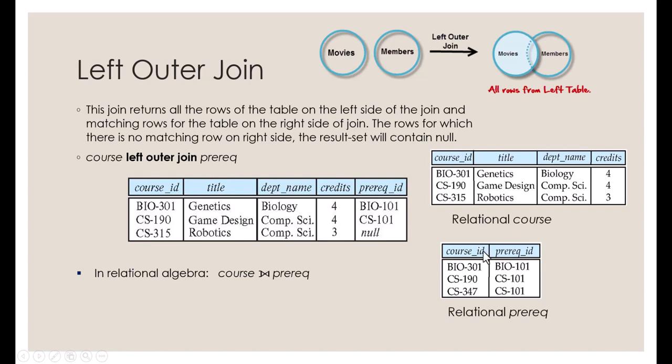So Bio 301, you can see that, and the prereq for that is Bio 101, so we're going to put that here. CS 190, we can find that here. The prereq for that is CS 101, so that's listed here. CS 315 does not appear here, so we don't have a value for prereq, so we're going to just write null.